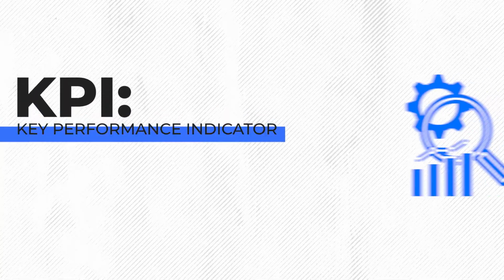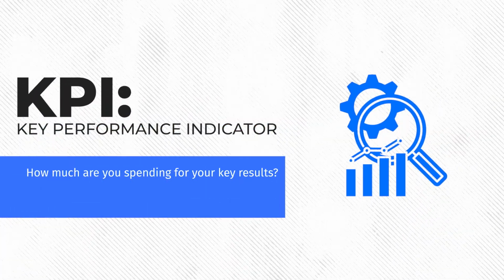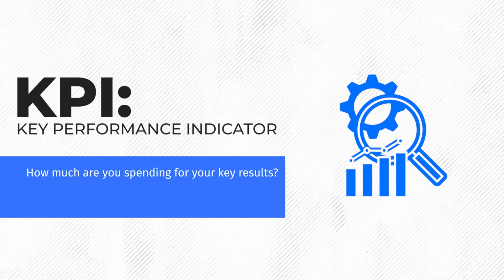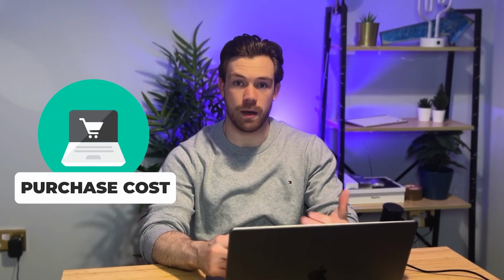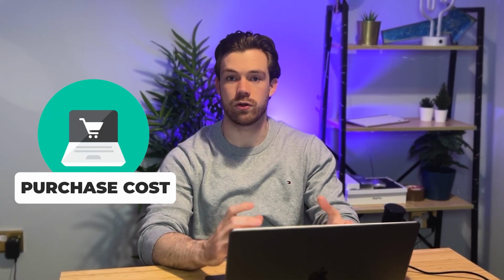So the first thing we need to do when reviewing your Facebook data is look at what are the key KPIs to monitor. Now, what is a KPI? It stands for Key Performance Indicator. Now, this basically means how much are you spending for your key results. So if you're an e-commerce brand, this is likely going to be the purchase cost, so how much you're spending to acquire a new customer.